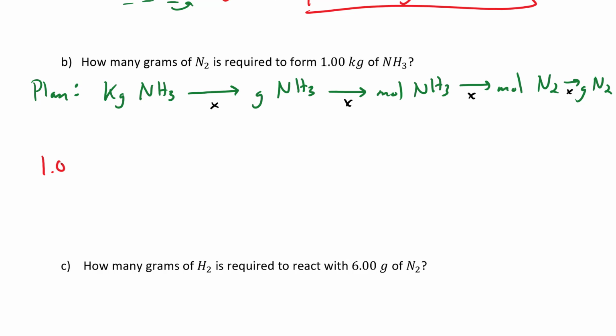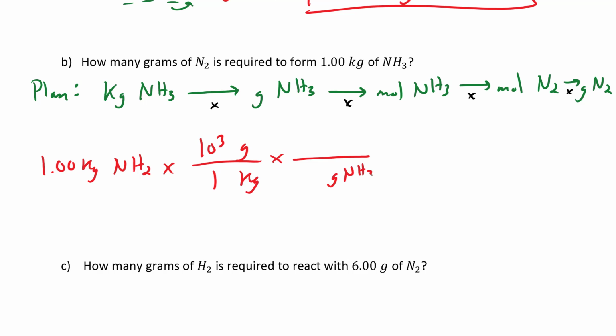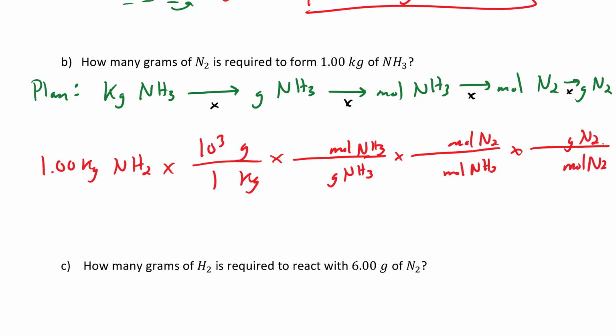Write down what we're given. 1 kilogram of ammonia. Going to go from kilograms to grams. 1 kilogram is 1,000 grams. We will then go from grams of ammonia to moles of ammonia. We will then go from moles of ammonia to moles of nitrogen. And lastly, we'll go from moles of nitrogen to grams of nitrogen. Many steps. I can fill some numbers in.